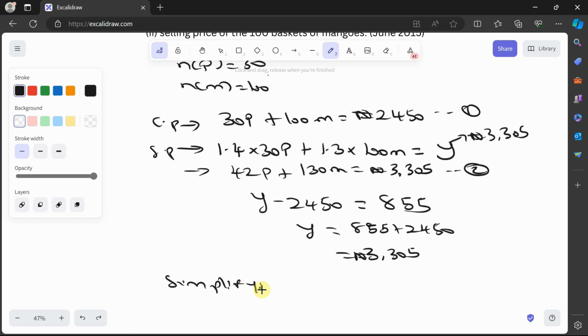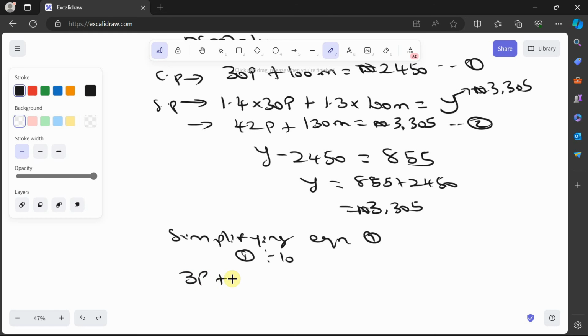So simplifying equation 1, what I would do is divide equation 1 by 10. 10 can go here, 10 can go here, 10 can go here. So that would be equation 1 divided by 10. That makes sense. That will give me 3P plus 10M is equal to 245. So this will be my equation 3. Let me bring in my equation 2 under: 42P plus 130M is equal to 3,305. Let me name it equation 4.